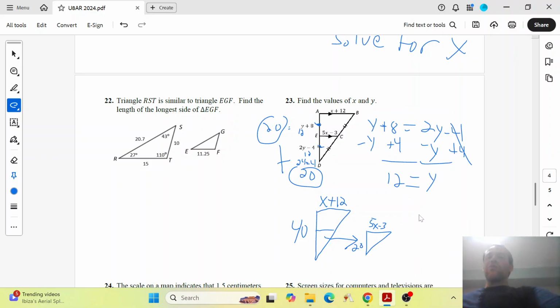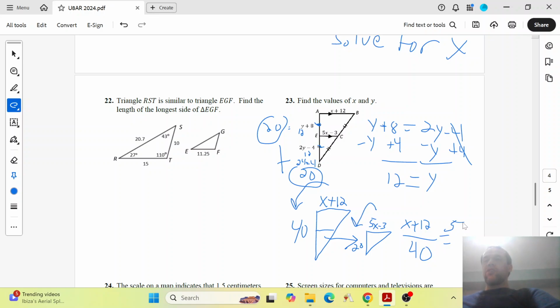So what you have to do is use those two triangles as ratios. It doesn't matter the order as long as you're consistent. For example, the bottom first, so x plus 12 over its opposite side, 40. So that's this side with this side. Then you have to do this side with this side.